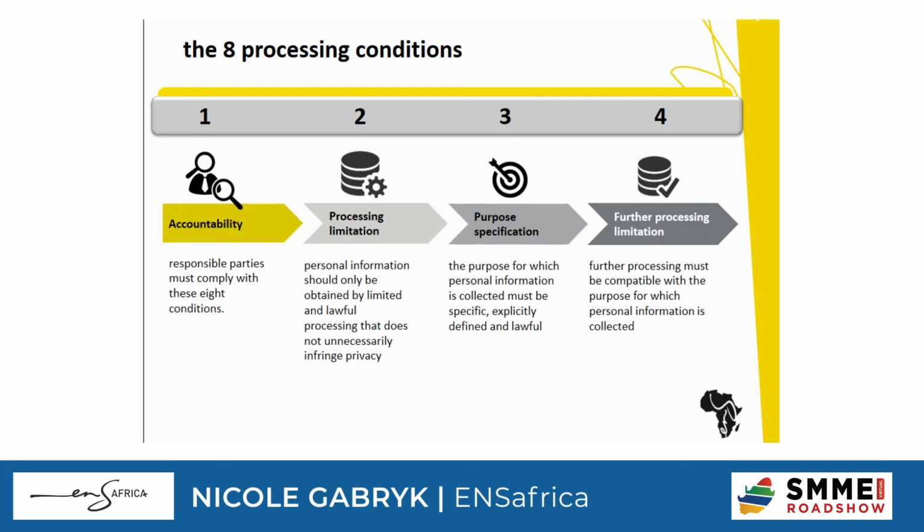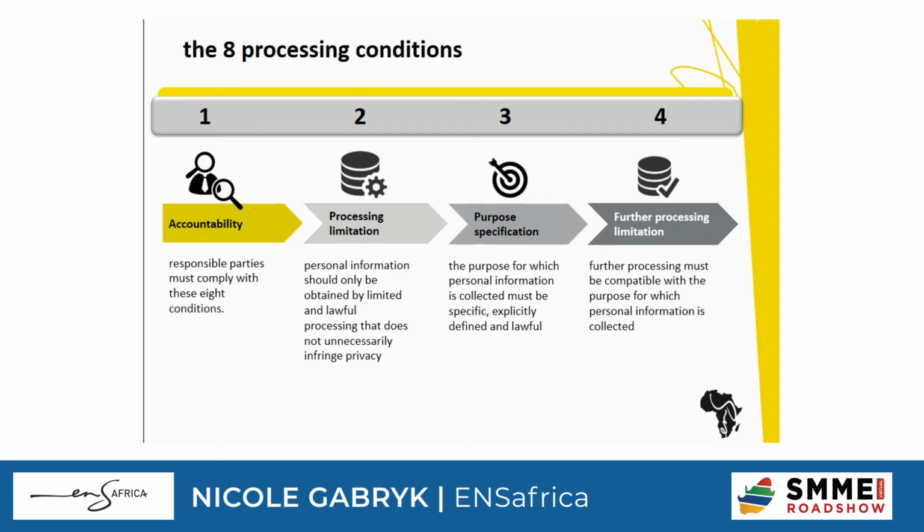Processing condition 2 is your processing limitation. POPI is there to protect the constitutional right of privacy. Our Constitution gives rights and remedies to juristic persons, and this is why the Act likely also includes juristic persons as being data subjects and whose personal information is protected.